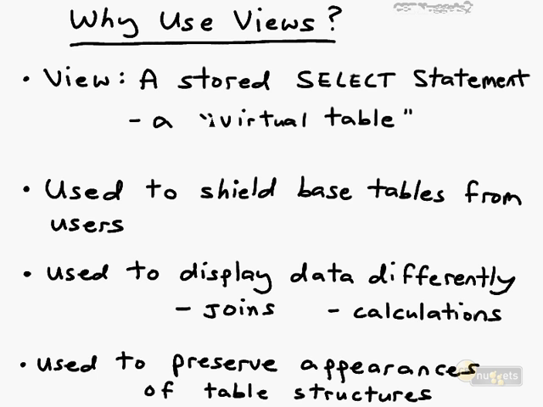Why use views? Well, the preliminary question before we get into the whys is, what is a view and how does a view work? A view is defined as a stored select statement. So a view is an object that's created using the create statement, the DDL statement, just like we'd create a table, and it's stored persistently in the database, but instead of actually storing rows like a table does, a view simply stores a select statement.